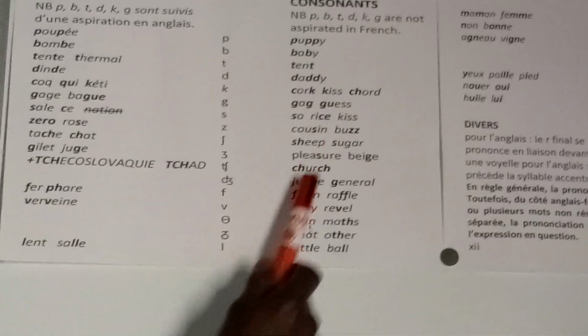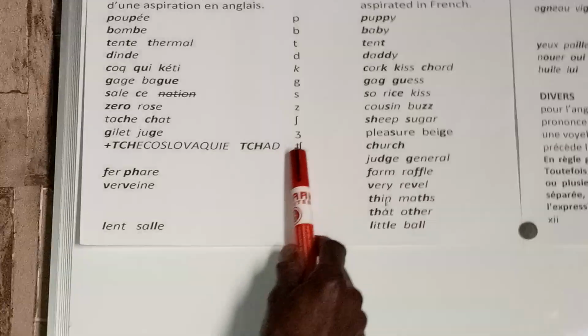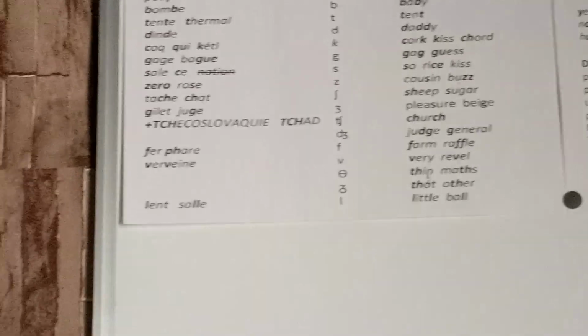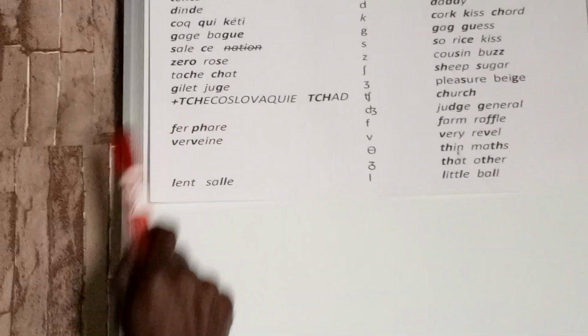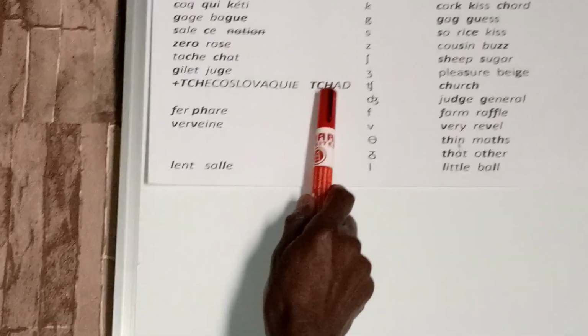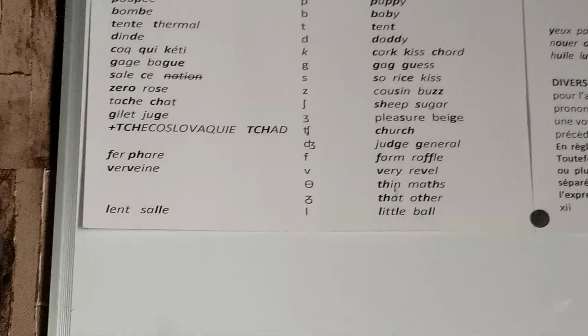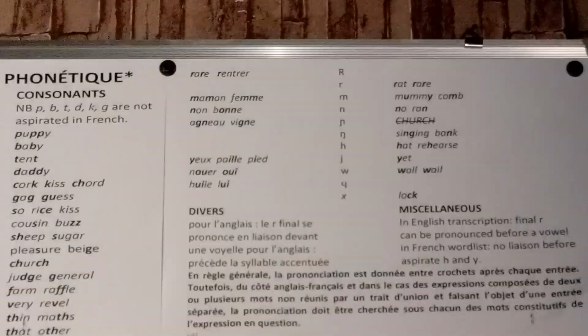Let's come to this one now. According to Collins, the affricate sound che doesn't exist in French. I say it exists. That's why I've put a plus. My contribution. It exists. Like I said, Chad, the country, Czechoslovakia. That's how it is transcribed in the dictionary. So I beg to disagree with them there. The rest, I'm in agreement with them.